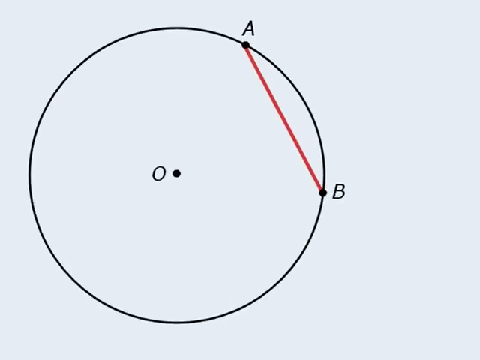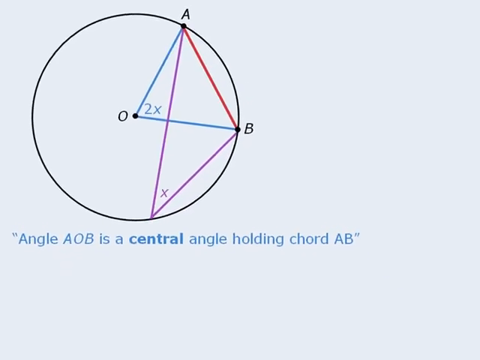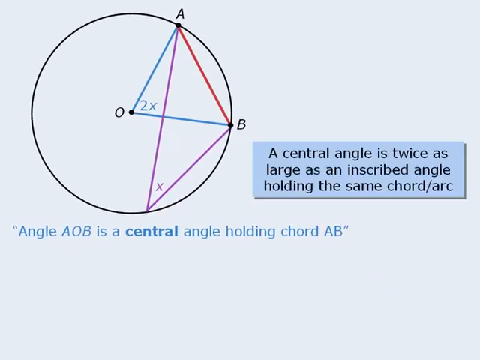For the next property, we must introduce another definition. An angle that has its vertex at the center of a circle is called a central angle. So here, angle AOB is a central angle holding chord AB. Now here comes the property. If we have an inscribed angle holding a chord, and that angle is X, then the central angle holding the same chord will be 2x. To summarize this, we can say that a central angle is twice as large as an inscribed angle holding the same chord or arc.